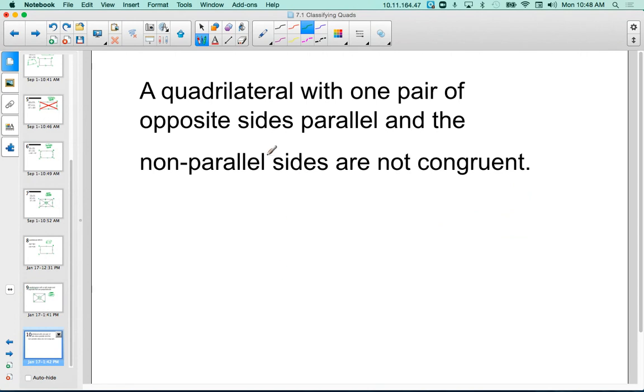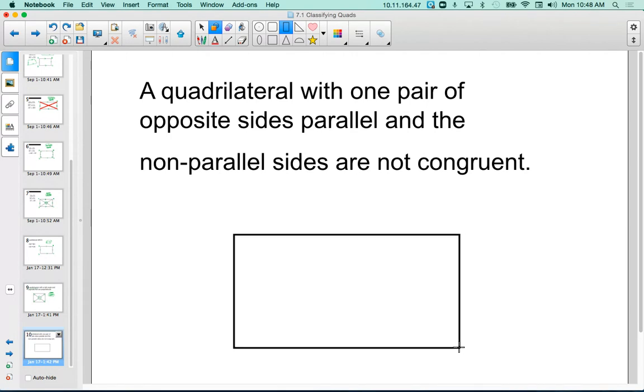Last one. A quadrilateral with one pair of opposite sides parallel and the non-parallel sides are not congruent. All right, so one pair of opposite sides parallel. So I'm going to make the top and the bottom parallel. And the non-parallel sides are not congruent. I know it's not a parallelogram. So if it's not a parallelogram, it's either a kite or a trapezoid. Well, we just figured out it's not a kite because kites don't have any parallel sides.